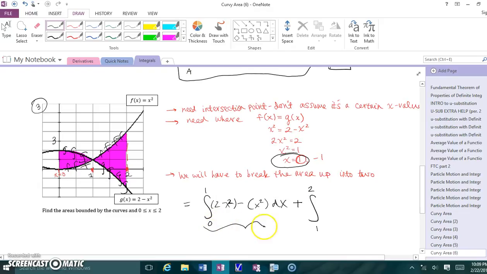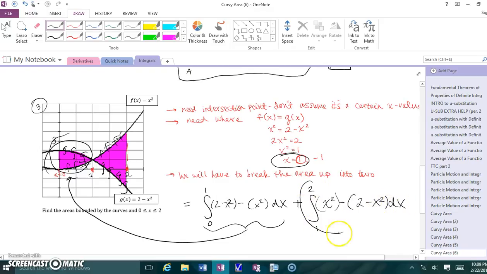So this gives me the area here. Okay? I want to add on to it the area here. And for this area from 1 to 2, my top curve happens to be f, which is x squared. So I'm going to take x squared and subtract the bottom curve, which in this interval is 2 minus x squared, dx. So this integral gives me this chunk right here.